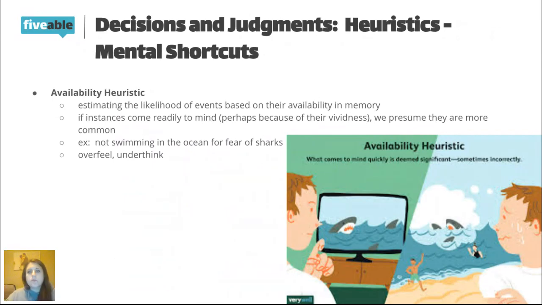A good example of this is pictured here with the shark example. A lot of people are afraid to go in the ocean. They're afraid to swim because of sharks. Because anytime there's a shark attack, what happens? It's all over the news. It's like, oh my gosh, this person's leg got bit or their arm got bit. They had to close the beach down.